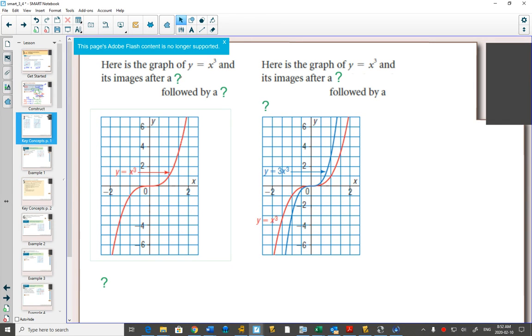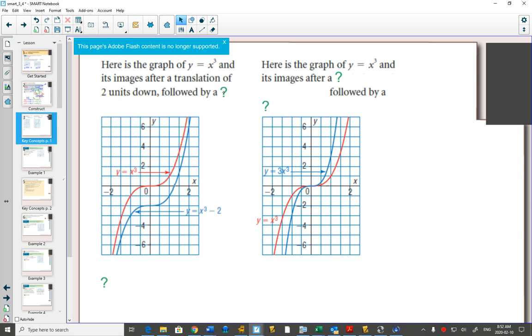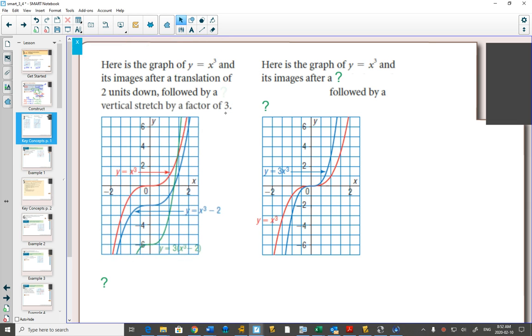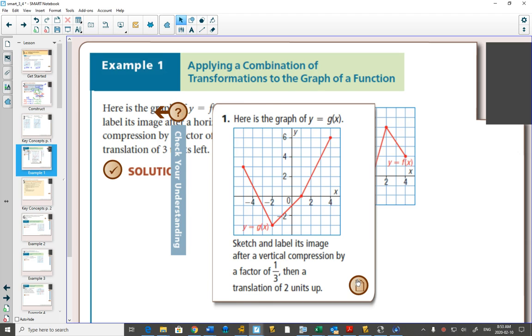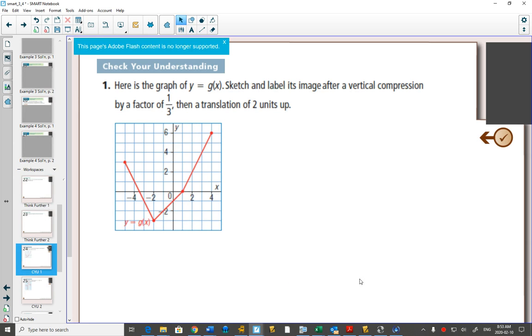So here on the next page, they've got some pictures for you. There's a graph of x cubed. If you wanted to move it down, it would look like that. Oh, I don't like this notation. I'm going to skip this. Let's just go to example 1. Here's our example 1, just some random graph.